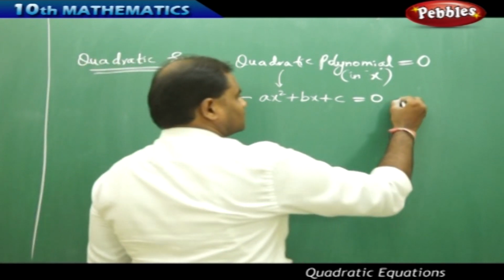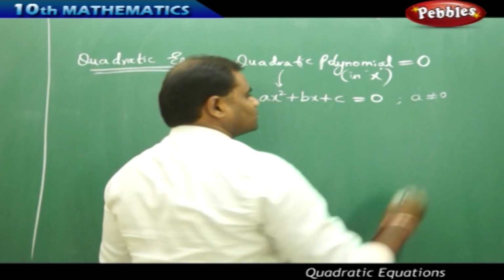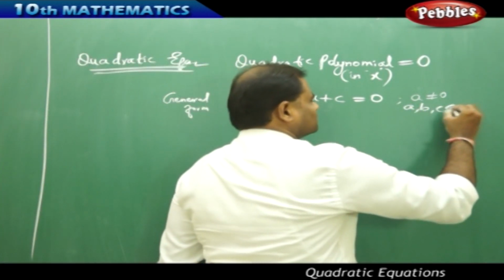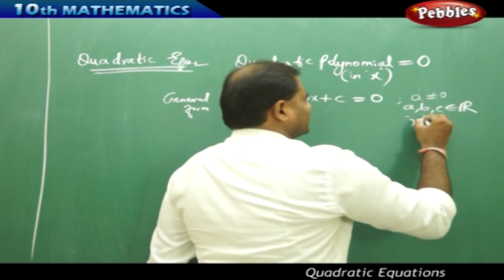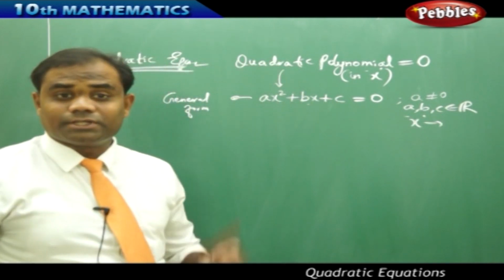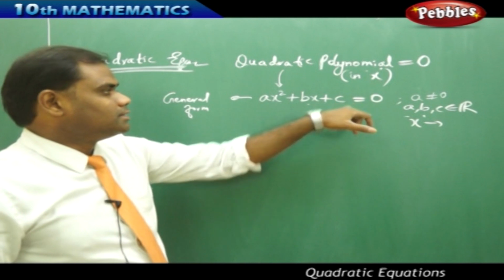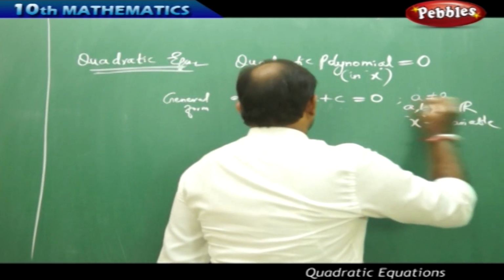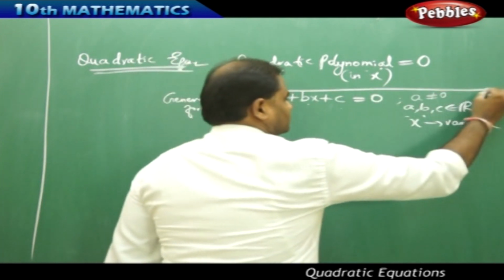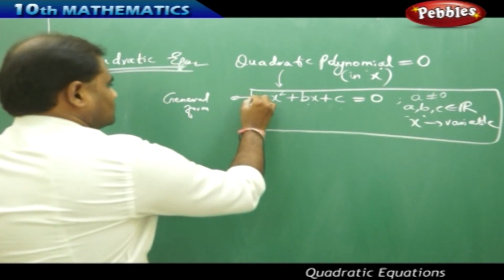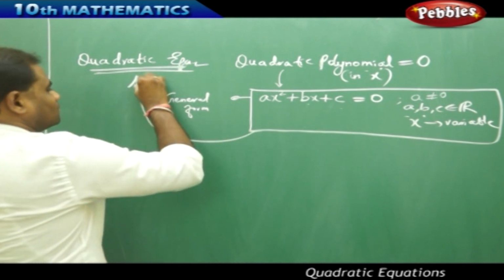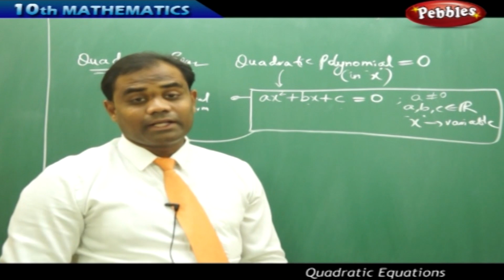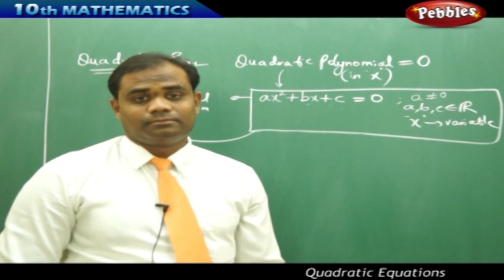And the condition here is that a is not equal to 0 and each of a, b, c are real numbers, and here x is the unknown, which is the variable. So the variable here is identified to be x. This is how I define the quadratic equation in x. This is the basic definition of a quadratic equation in general form.